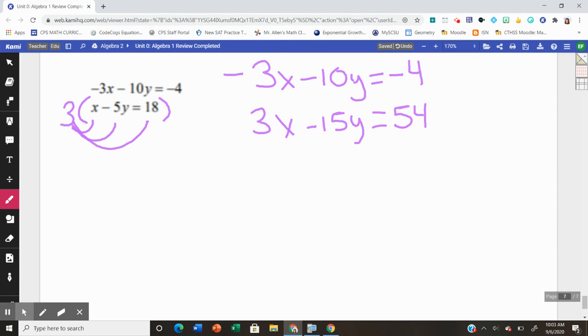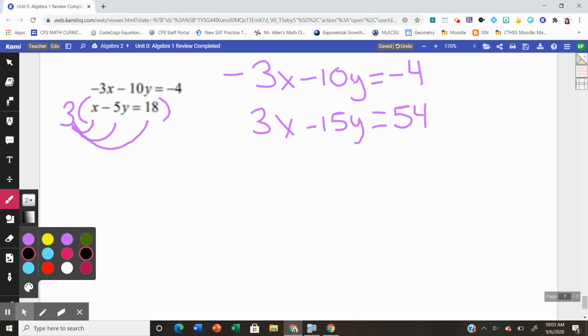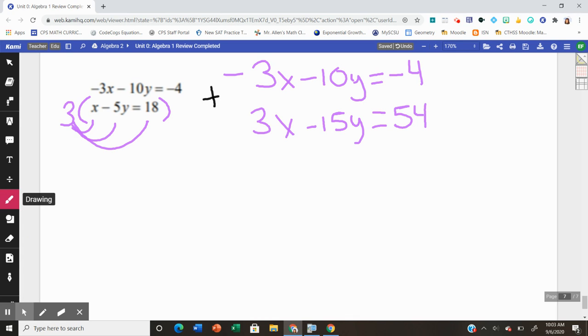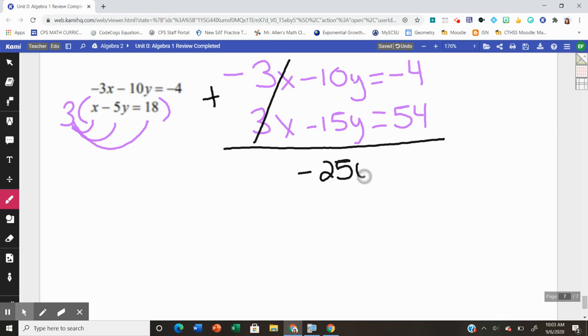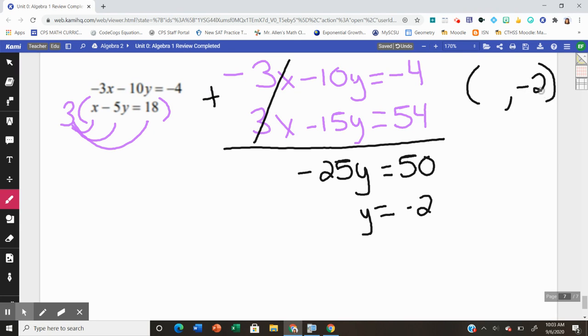And let's take a look. We talked about already that our x's are going to be canceling. So they'll cancel by adding our 2 rows together. And negative 10y plus negative 15y is negative 25y. Negative 4 plus 54 is going to give us 50. And then dividing gets us that y is negative 2. So I'm going to start writing out my answer again, where y is negative 2. And then I just need to solve for x.